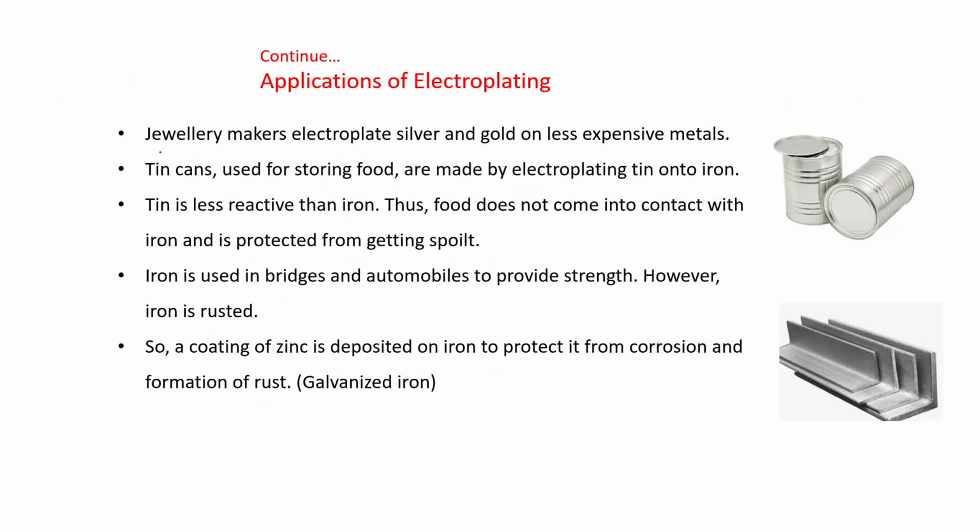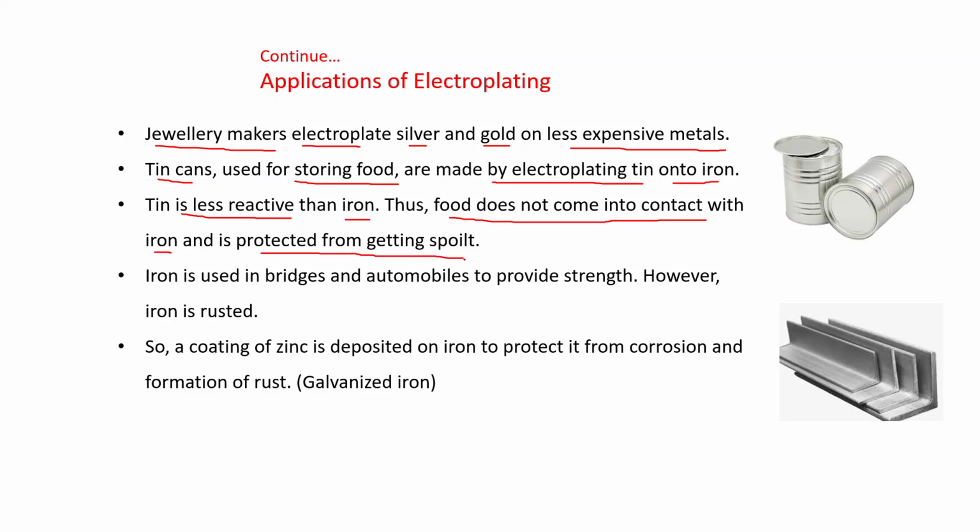Now, some more examples of electroplating. Jewelry makers electroplate silver and gold on less expensive metals. Tin cans used for storing food are made by electroplating tin onto iron. That is, these cans are made of iron, but are electroplated with another metal, tin. Tin is less reactive than iron. Thus, food does not come into contact with iron and is protected from getting spoiled.